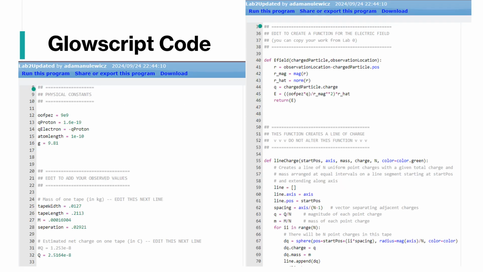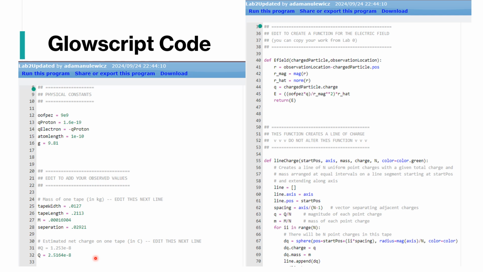So here's our GlowScript code for the model, which I'll be walking you through right now. First off, we just need to set our physical constants. We have the charge of a proton, our fundamental constant, the length of an atom, which is important later on, and our acceleration due to gravity, which is 9.81. We then have other observed values. Not all of these were used, but I put them in just in case. We have our separation, our mass, our length, and our width. The mass is right here, 0.0001694 kilograms.